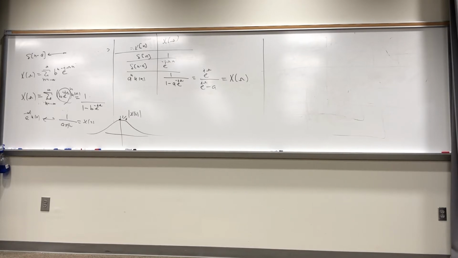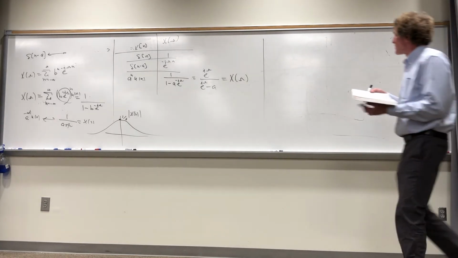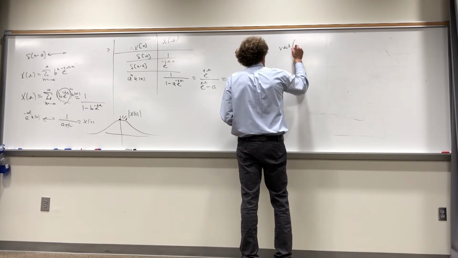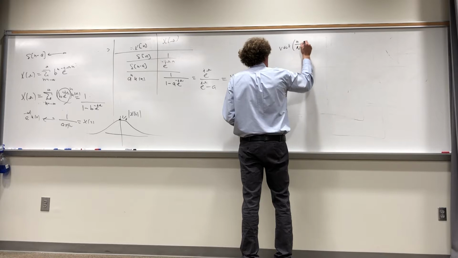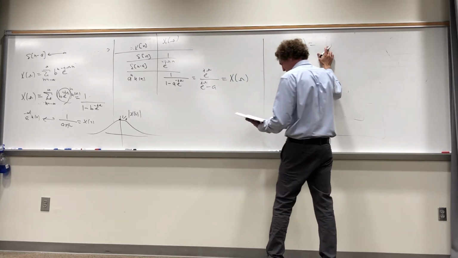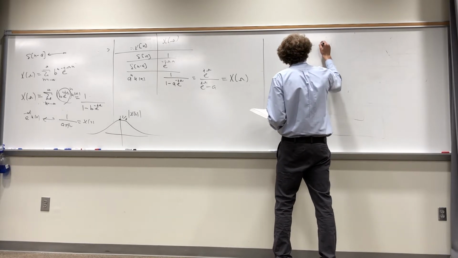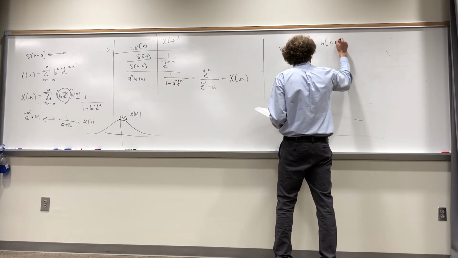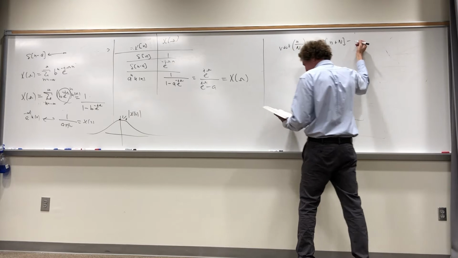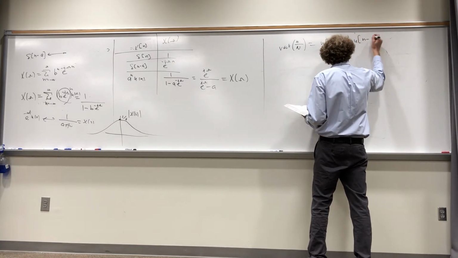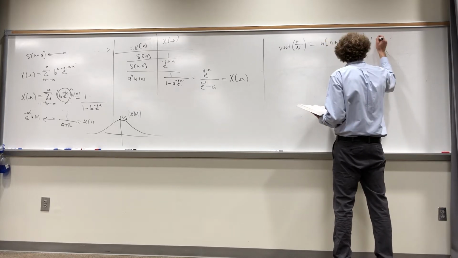It's rect of n over capital N. And let me just put down the formal version of his rect function of n over capital N, which is equal to u of n plus capital N, minus u of n minus 1 minus N.